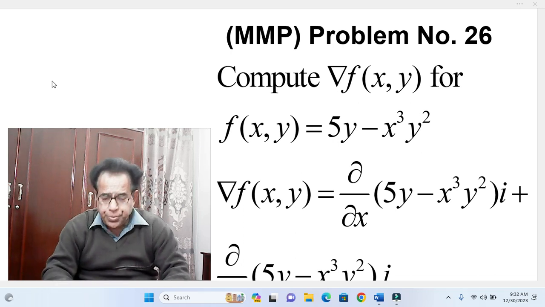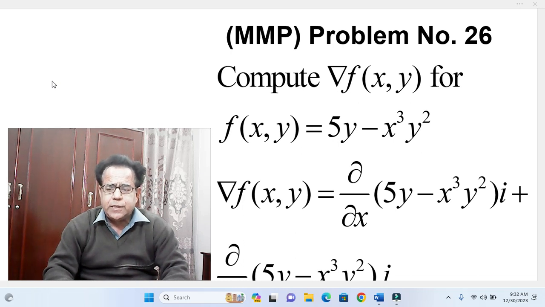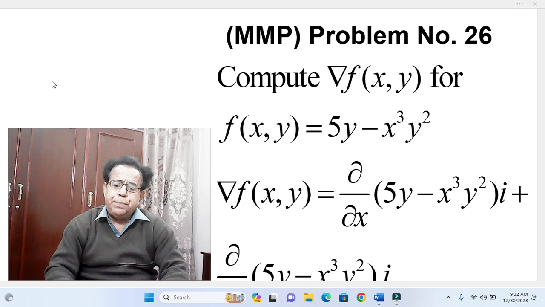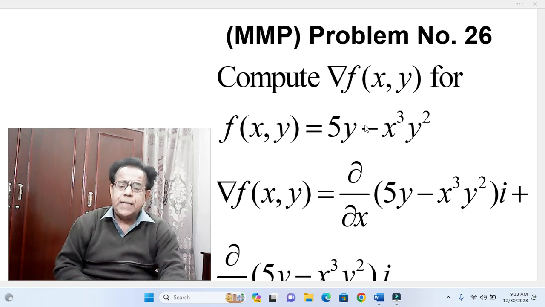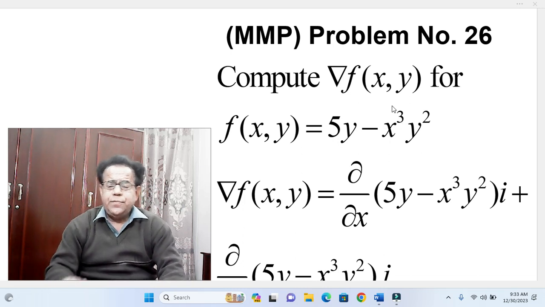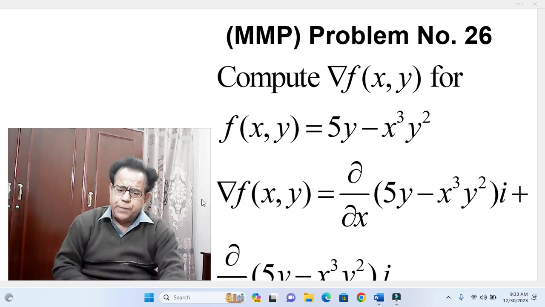MMP, Mathematical Methods in Physics, problem number 26. Compute the gradient of f(x,y) for f(x,y) equal to 5y minus x^3 y^2. Dear students, hereinafter we will also see a snapshot in which some detail about gradient will be given. Anyhow, here we are directly solving this problem.